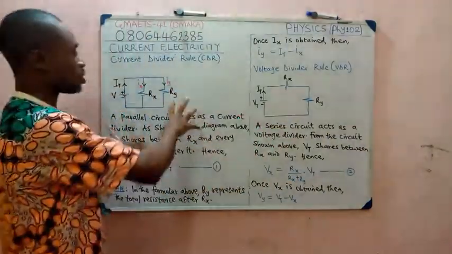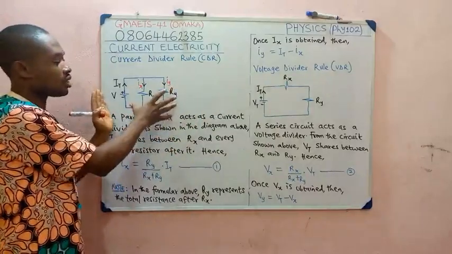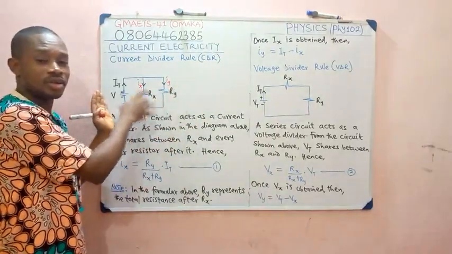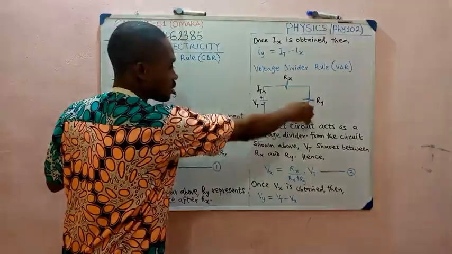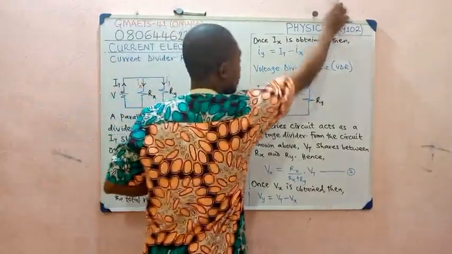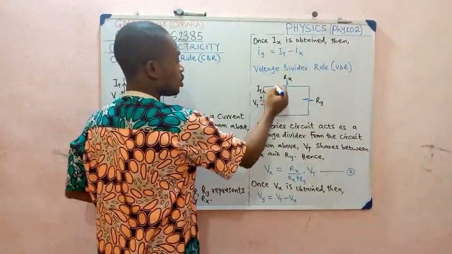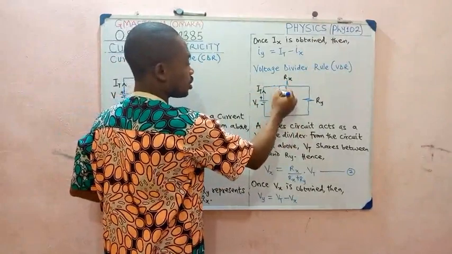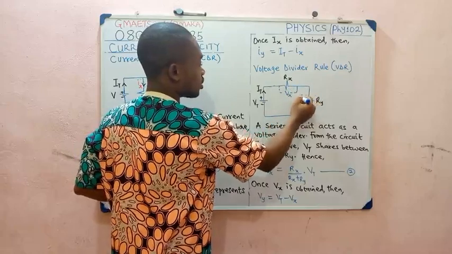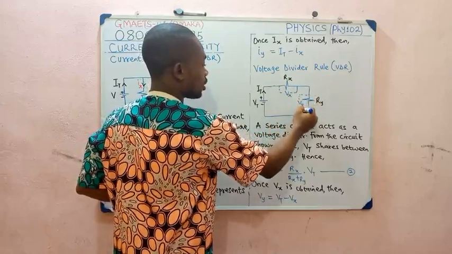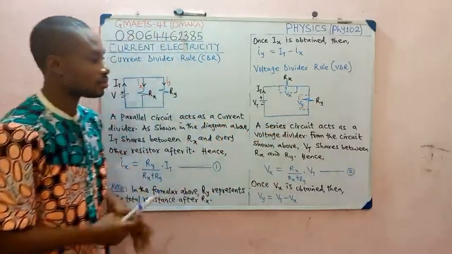Good. So we have these two diagrams on the board. This one is a parallel circuit, so it divides current. Is that okay? This one is a series circuit. You can see the resistors in series. So this one divides voltage. Let's have maybe voltage here. This is Vx. Is that okay? Then this is Vy. Is that okay?